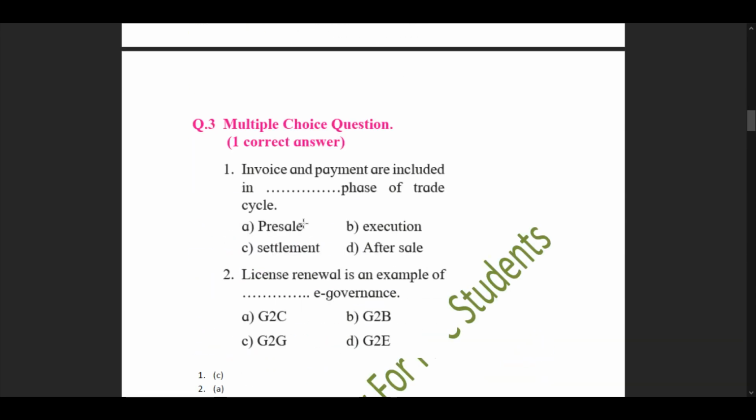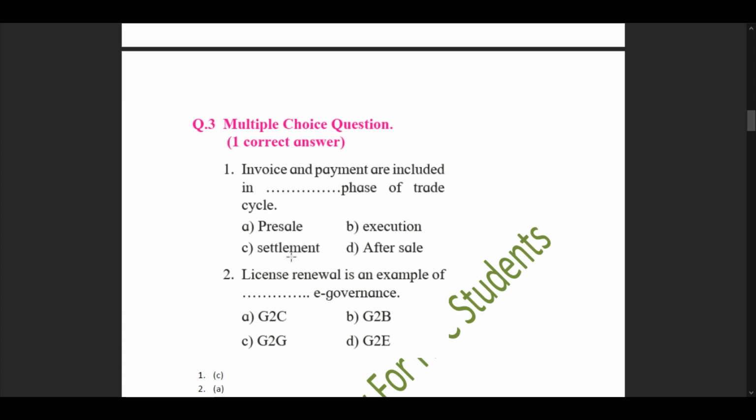Now we have multiple choice question with only one correct answer. The first sub question or the first MCQ is invoice and payment are included in dash phase of trade cycle. So the answer here would be C. Invoice and payment are included in the settlement phase of trade cycle.